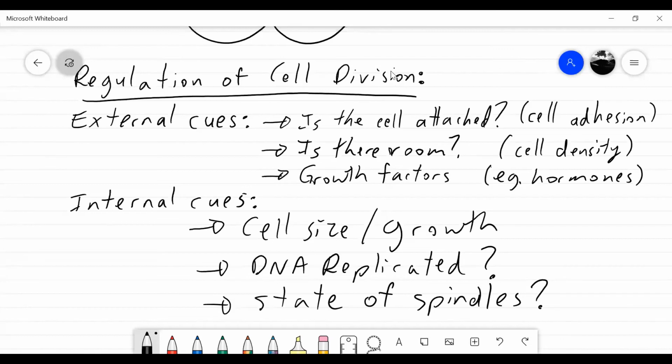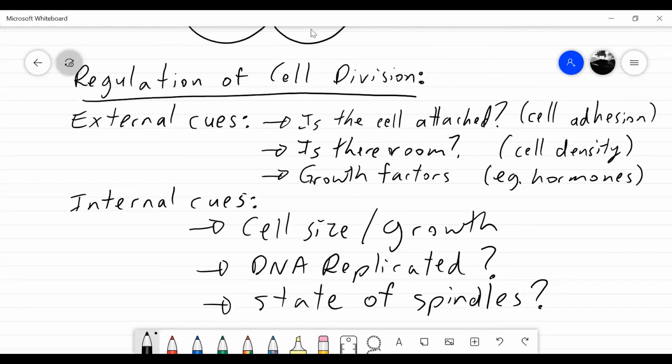Like I said, I'm trying to just keep this simple. We could spend an entire lecture on this and it gets really complicated. You want to take a look in the textbook on it, but these are the things that I want you to remember: there are signals inside the cell that say, hey, it's time to grow, it's time to divide. And there are signals outside the cell that say, yep, it's time to divide, or it's not time to divide. So keep those in mind.